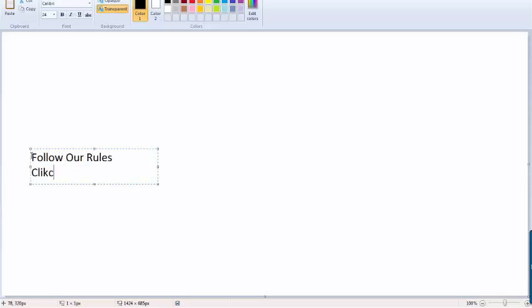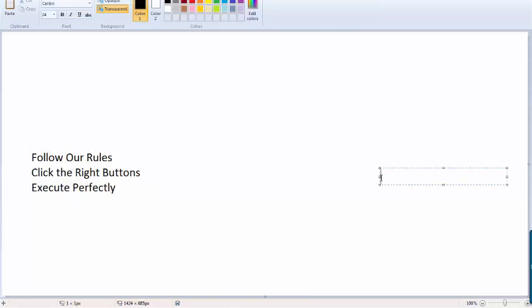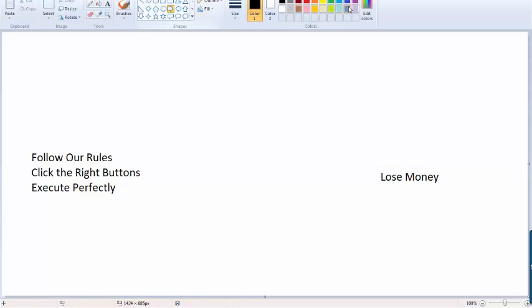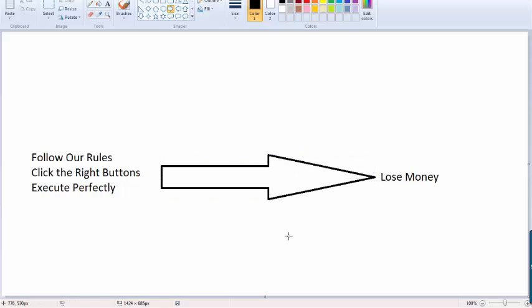we click the right buttons, and we execute perfectly, but we still lose money, some people lose their mind over that. Okay, I don't know how else to say it. Some people do. They're like, well, how is that even possible? I followed my rules. I clicked the right buttons. I executed based on all the strategies and all the classes I've taken.